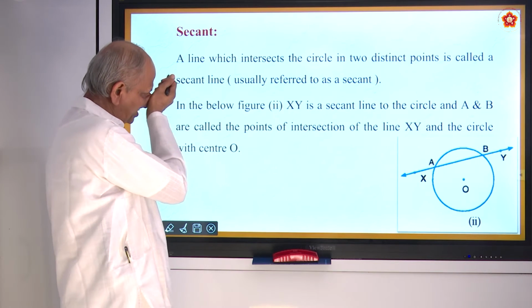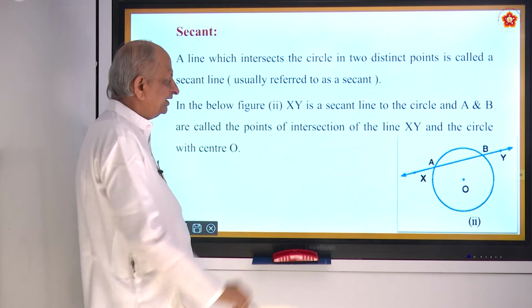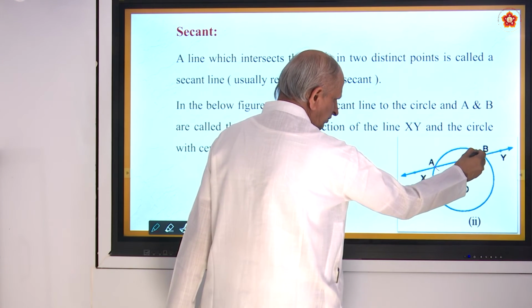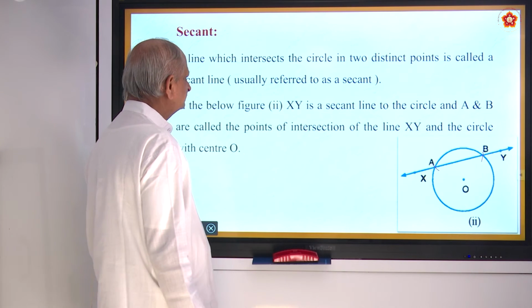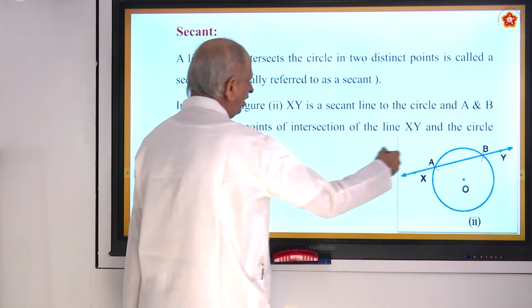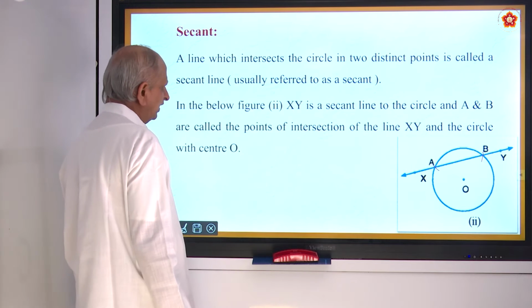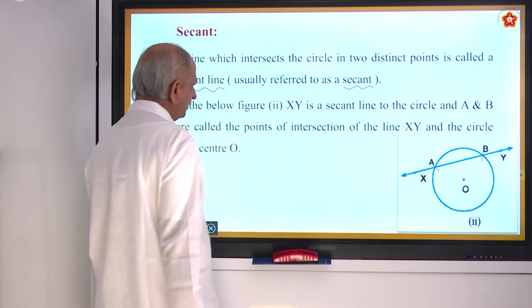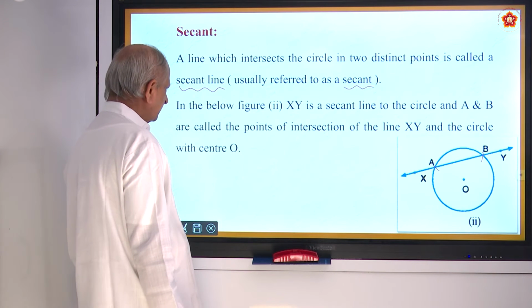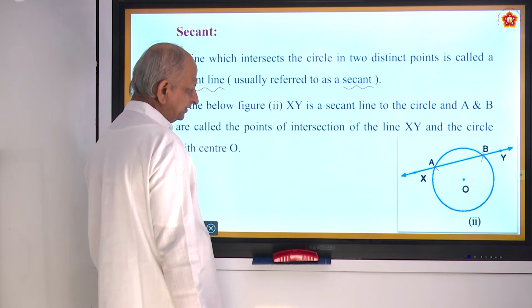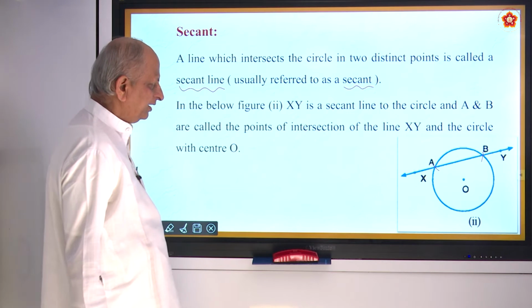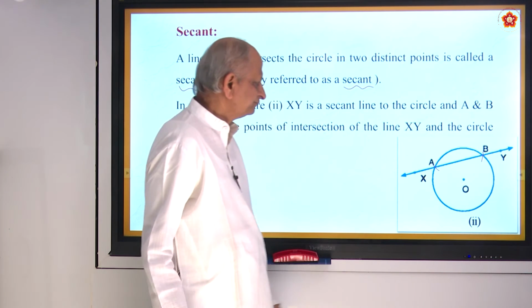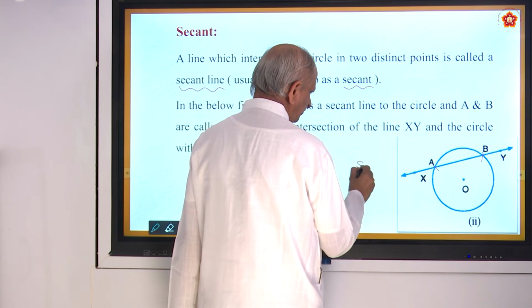And what is a secant? It's a line which intersects the circle in two distinct points. See, A and B are called two distinct points. And this line is called a secant line, or shortly a secant. In the figure, XY is a secant to the circle. A and B are called points of intersection of the line XY on the circle with the center O. So line XY is called a secant.